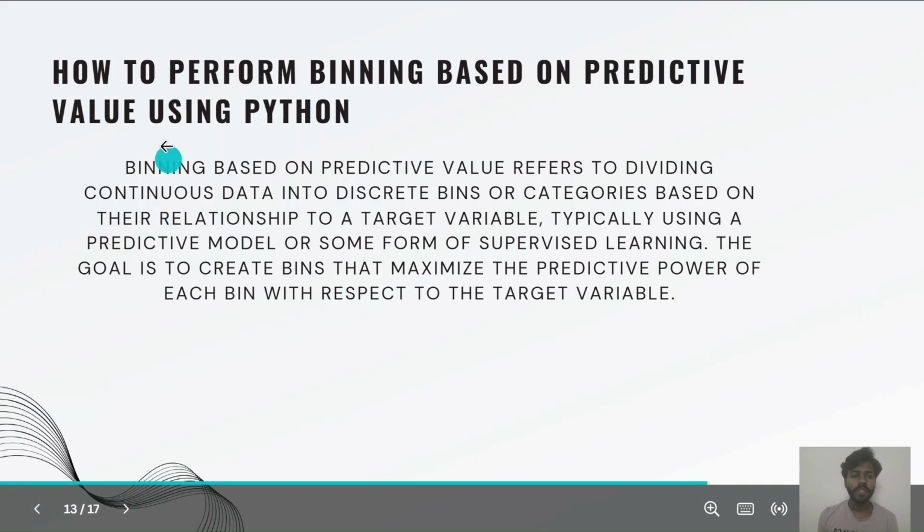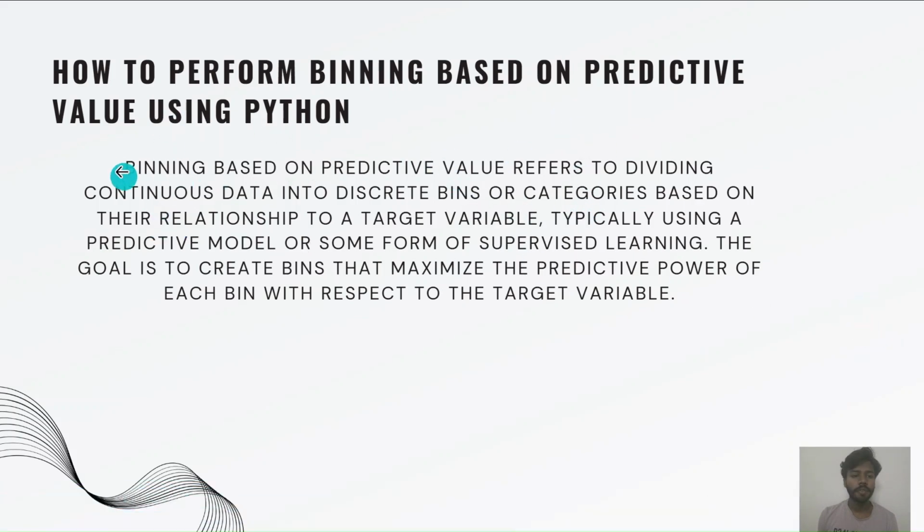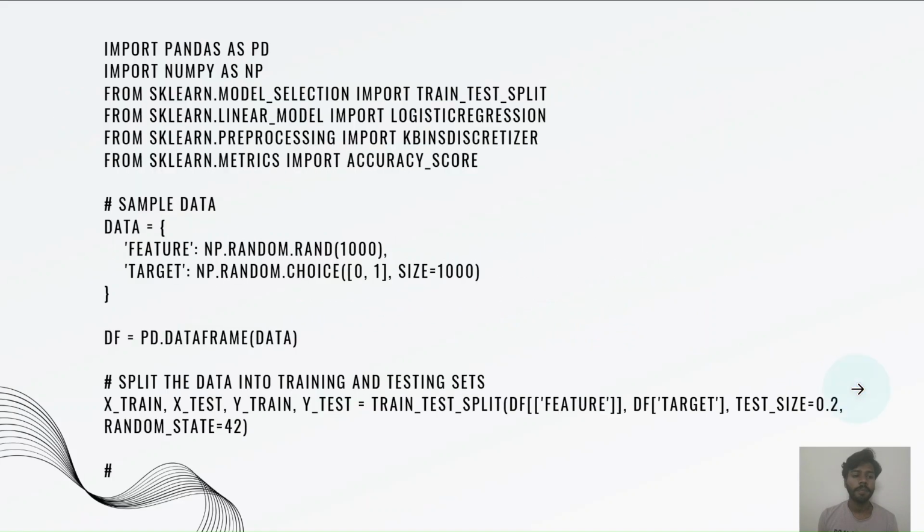Now, how to perform binning based on predictive values using Python. Binning based on predictive values refers to dividing continuous data into discrete bins or categories based on their relationships to a target variable, typically using a predictive model or some form of supervised learning. The goal is to create bins that maximize the predictive power of each bin with respect to the target variable. Got it?